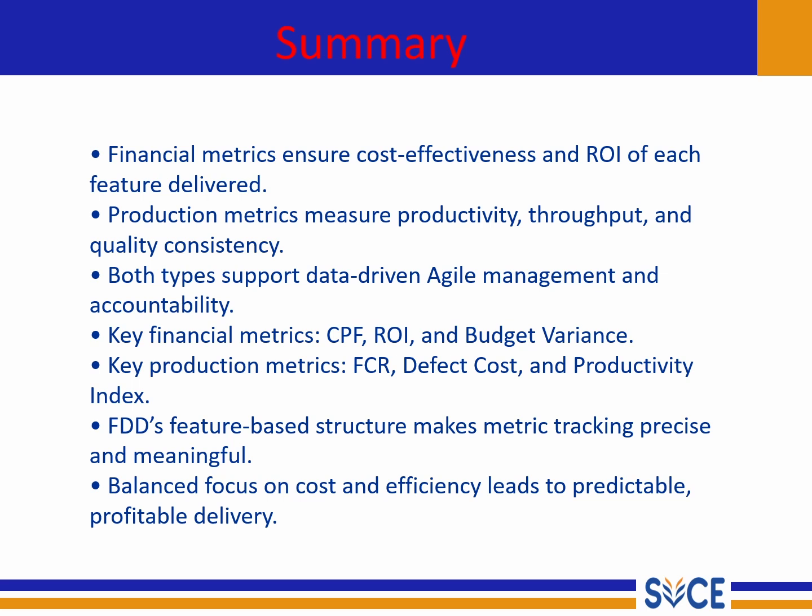So some of the financial metrics include the cost performance factor, return on investment, and budget variance. Meanwhile, the key production metrics are feature completion rate, effort cost and productivity index. Because FDD is a feature-based structure, tracking these metrics becomes much more precise and meaningful. You can easily see which feature is taking more time and which costs more, and how each contributes to the overall business value.